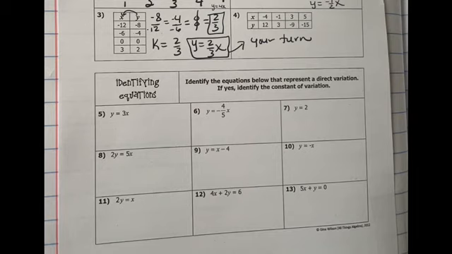Okay, guys, looking at the second part, they want us to identify equations that are direct variation. We know direct variation is y equals kx, so we can go through and look for all the ones that have y equals kx. Our k is 3. That's y equals 3x, so yes, it's direct variation.